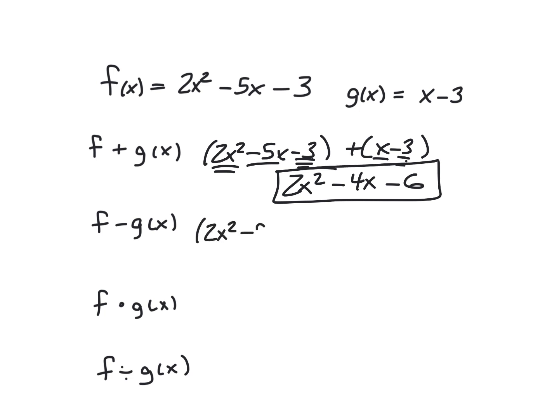Subtracting, I'm going to add the opposite. So I'm subtracting x minus 3. I'm going to add the opposite of that. And now I'm combining like terms. So again, I would just have the 2x squared minus 5x and a minus x is a minus 6x. Minus 3 and a plus 3 is 0. That cancels out.